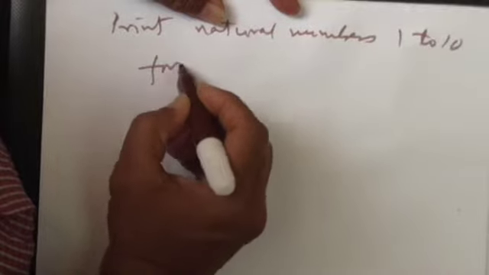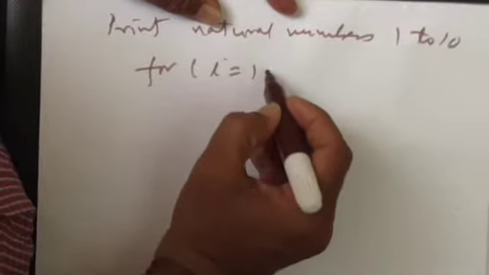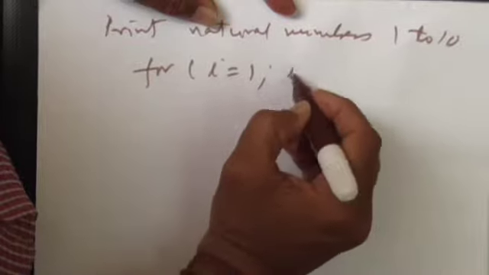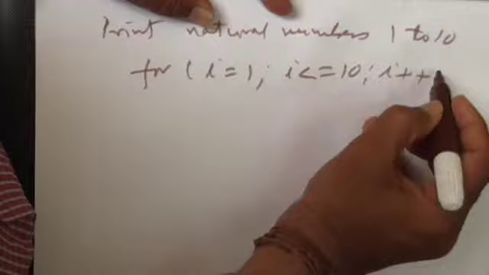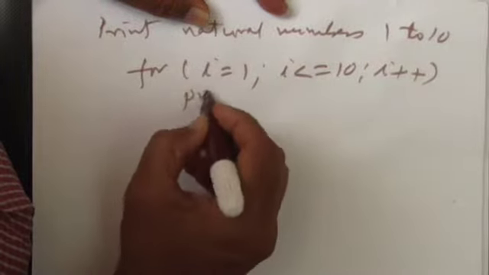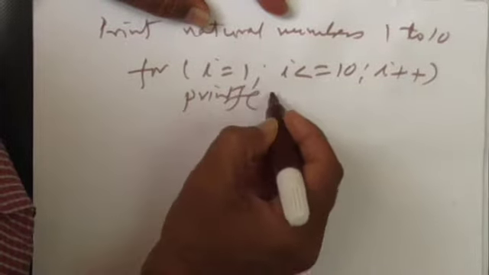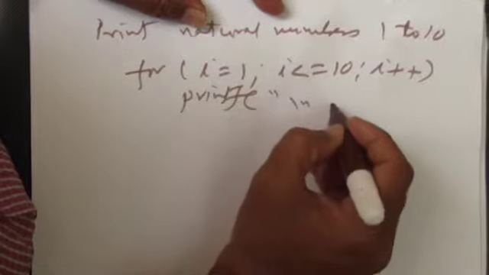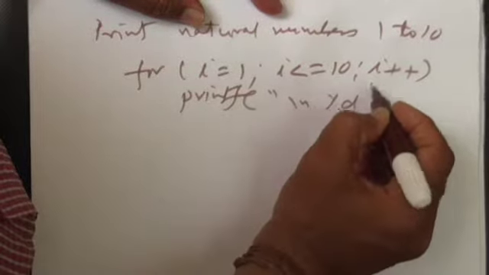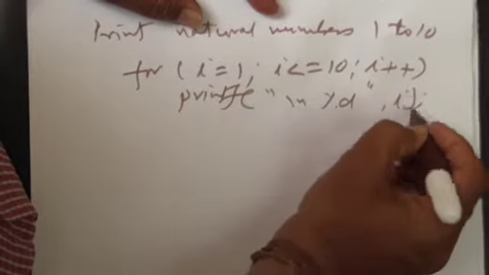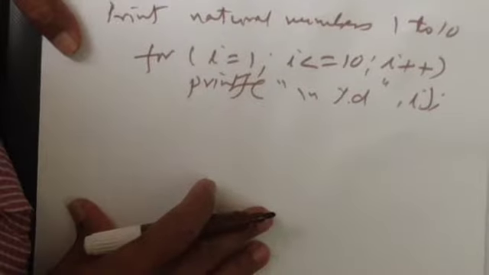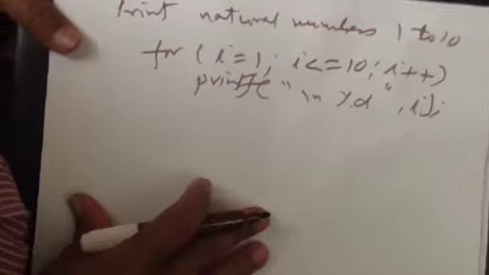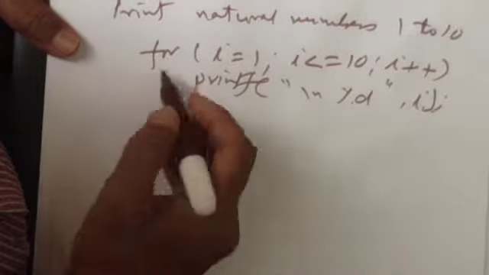So I say for, I introduce one variable i = 1, and I say i less than or equal to 10, i plus plus. I say printf("%d", i). So very simple. If you want to print numbers from 1 to 10, you can use a simple for loop.